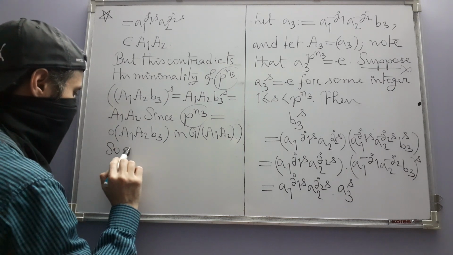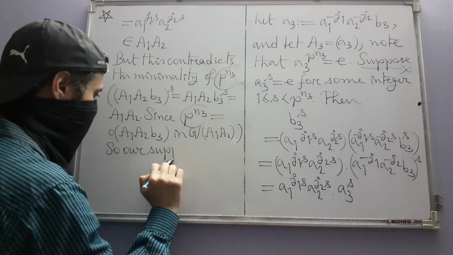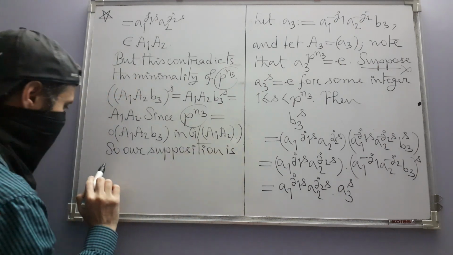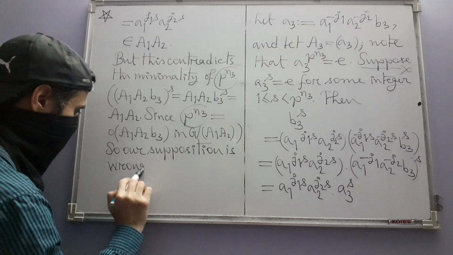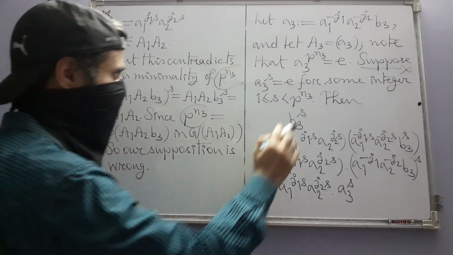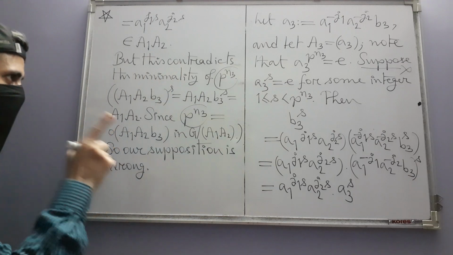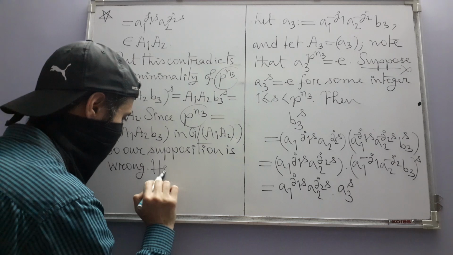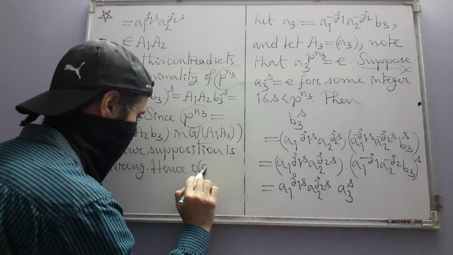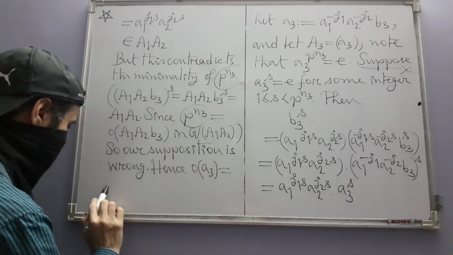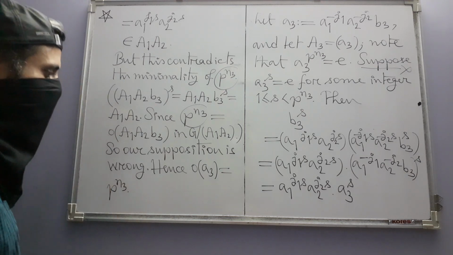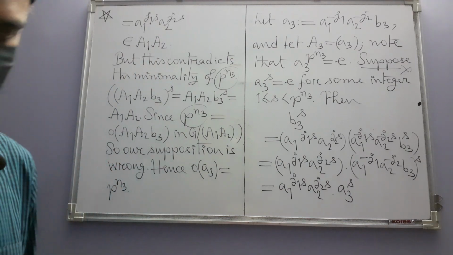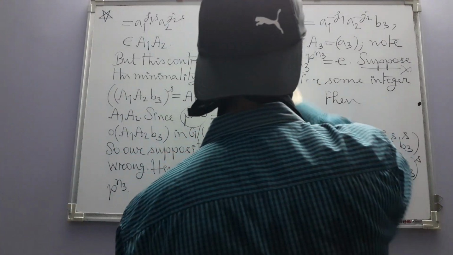So our supposition is wrong. But then that along with this proves that the order of a3 has to be equal to p to the power n3. Hence, order of a3 is equal to p to the power n3. But we are not done yet, not even in this step. There is one more thing we need to do.